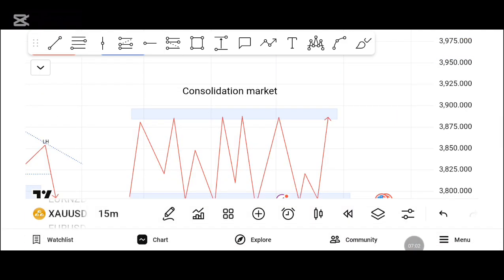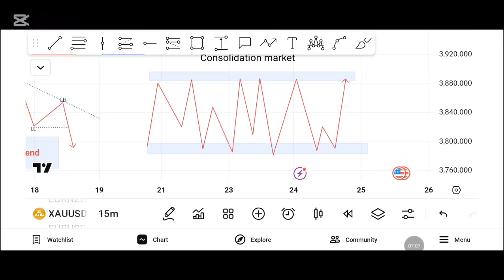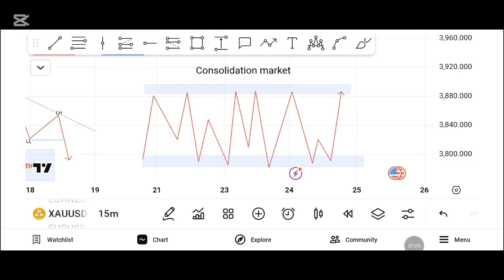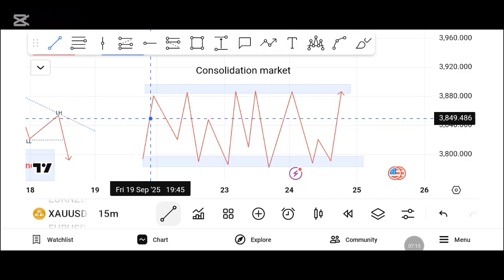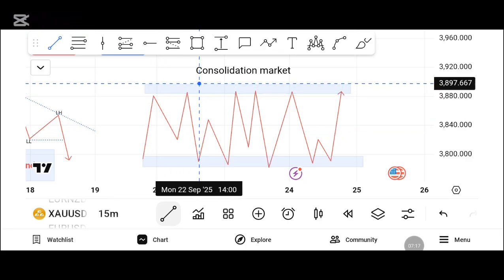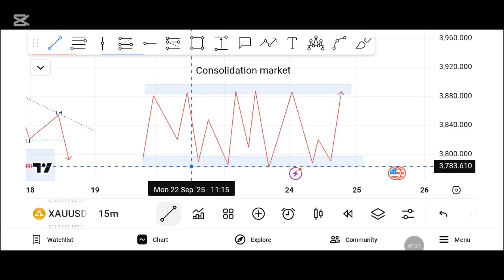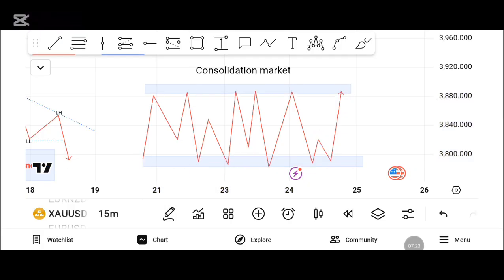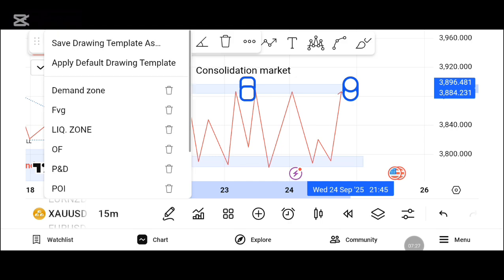Market. Alright, so this is consolidation. Unless you want to scalp in this situation, you want to scalp when the market moves higher to this supply. This is your supply zone and this is your demand zone, alright?